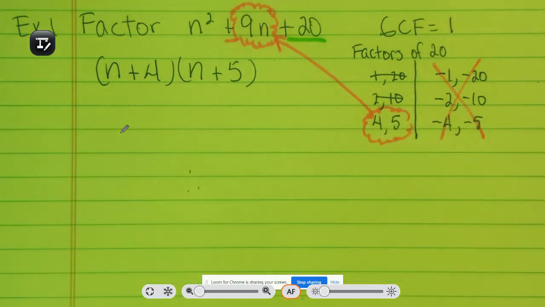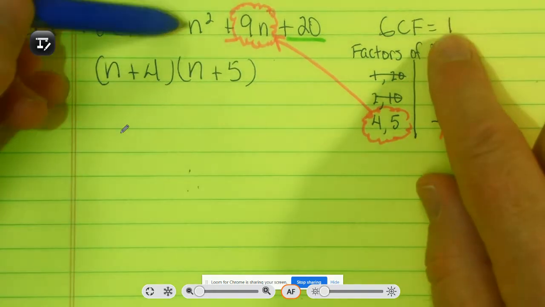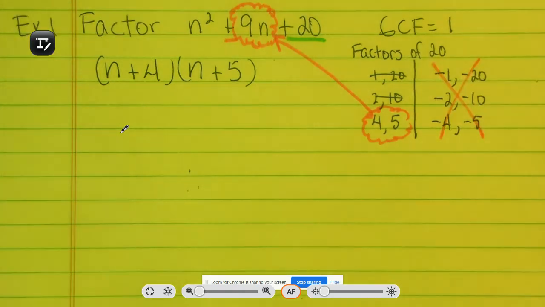So it's factored. This only works for trinomials, that is 3 terms, and it only works when it has a GCF of 1 and that this leading coefficient, the coefficient on n squared, is 1. There are other ways to deal with different trinomials, but for today, we're just looking at a very specific kind of trinomial.